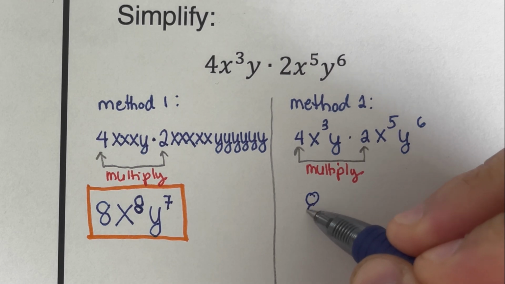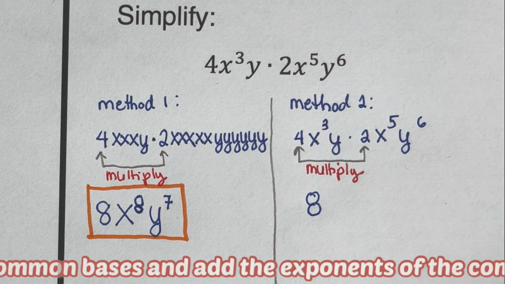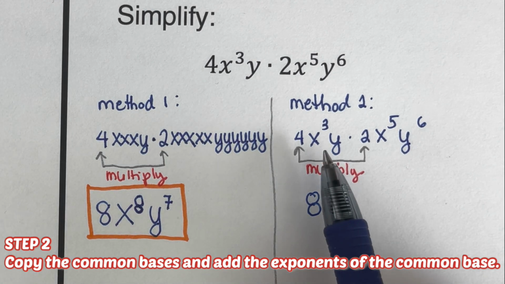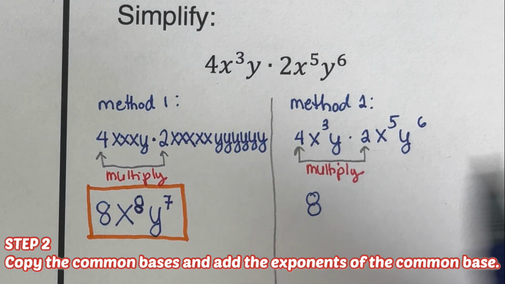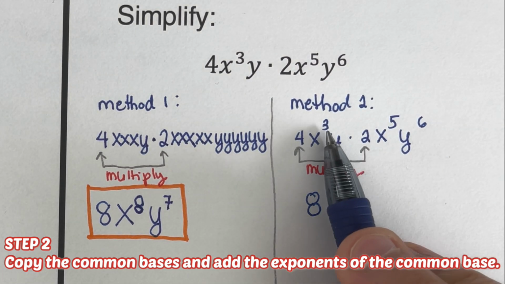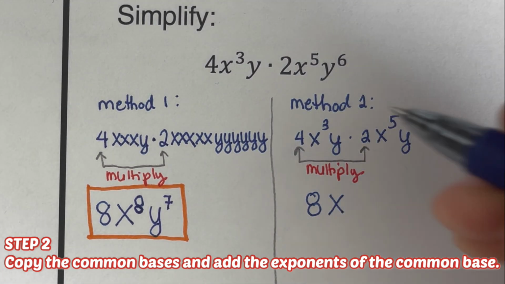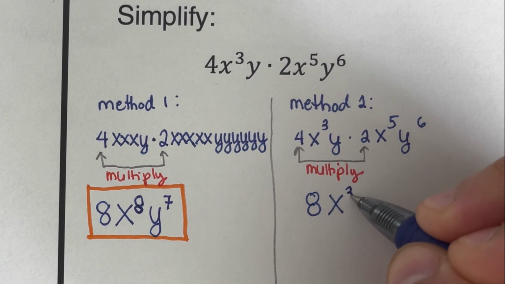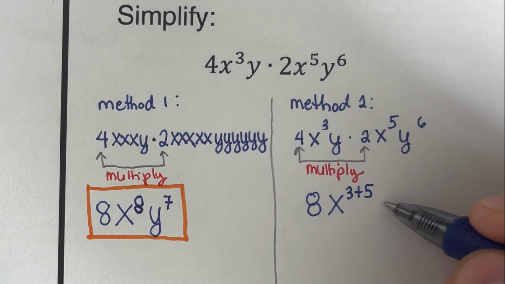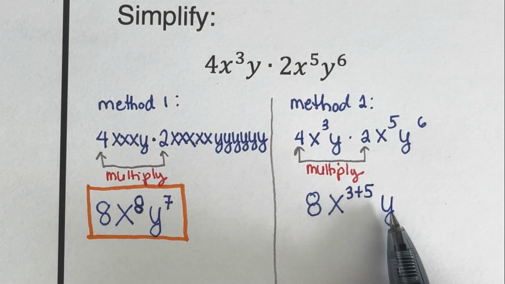And then the second step is to copy the common bases and add the exponents of the common base. The first common base for these two is x. So I'm just going to write x. And then again, we're supposed to add their exponents. So that would be 3 plus 5. I'm just going to show that up here. So 3 plus 5. And then the other common base would be y. So I'm just going to write y there.